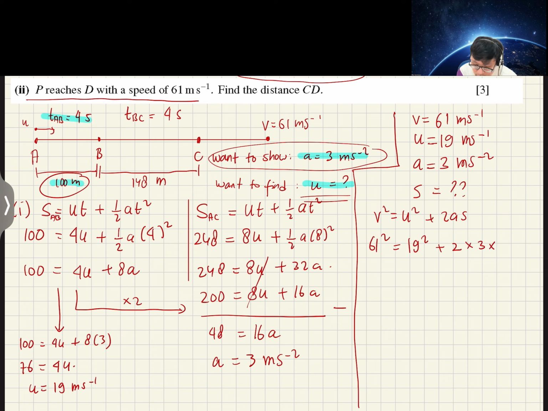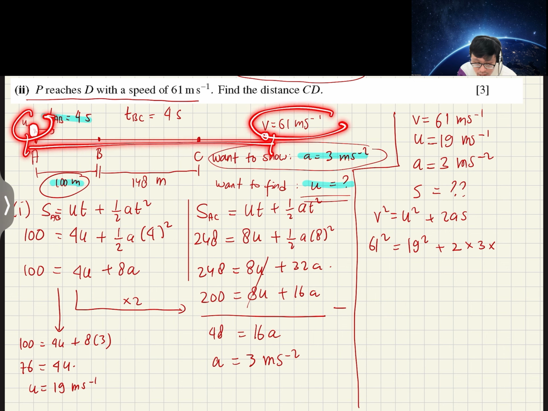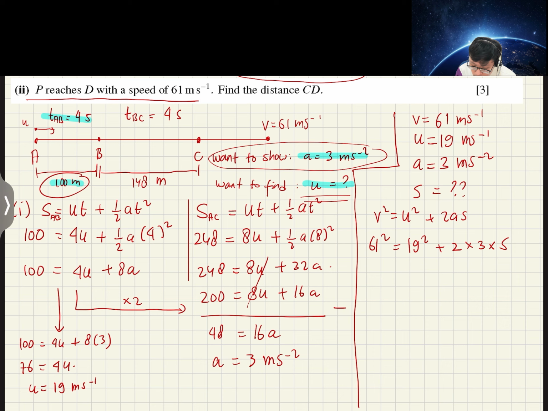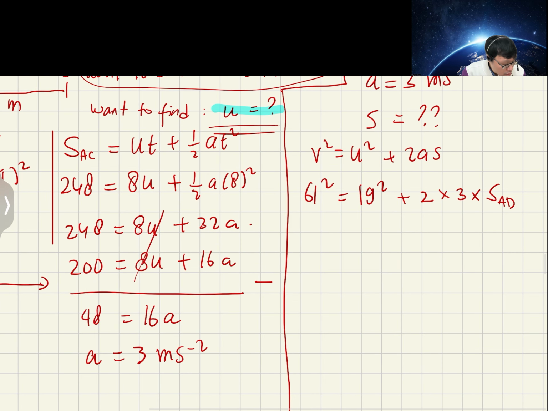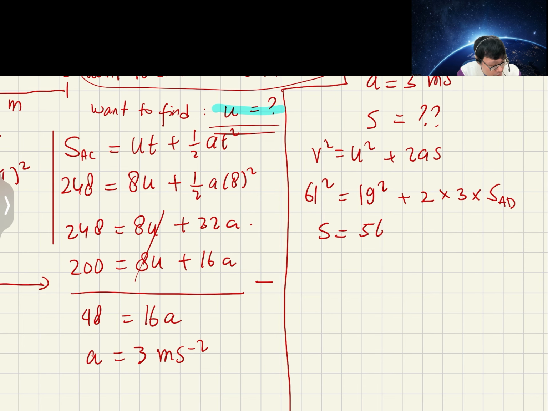Now, S here is the distance, but which distance? Because we are using U from here. Initial is here, final is here. U, 19, and 61 here. So from A to D. So this is the distance from A to D, because we are using U initial from A. So we just need to calculate. Using a calculator, I already did it. The answer is S equals 560 meter.